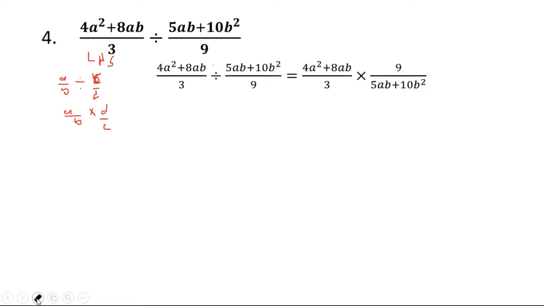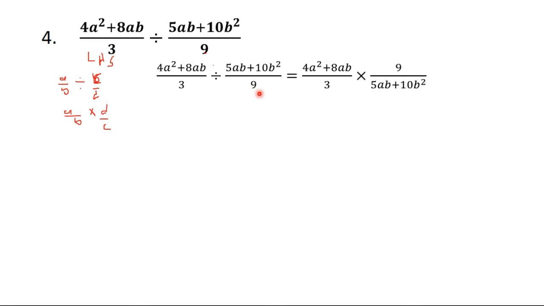Okay, so you will keep what was on the left hand side, which is 4a squared plus 8ab all over 3. We will keep that. Then we will rotate what was on the right hand side. So the numerator will now become the denominator, and the denominator will be the numerator, as we are shown here. So you turn it upside down. So whenever you have a division, keep what is on the left hand side, change the division to multiplication, and turn what was on the right hand side upside down.